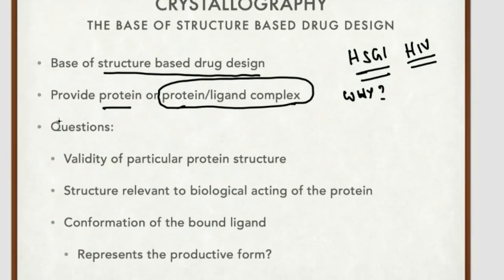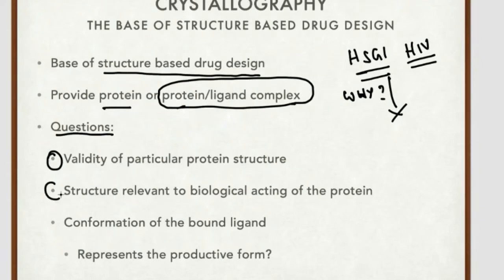Doesn't matter. So there are certain questions that we have to address if we go for the X-ray crystallography method for solving the 3D structure. Here I have mentioned the important questions that have to be addressed. So what is the validity of the particular protein structure, right? You are taking one HSG or HSG1 from Protein Data Bank. What's the validity of that particular protein structure? How correct is that? Okay, first question we have addressed.